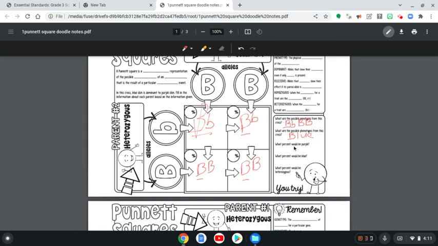Okay. What percentage would be purple? Again, that's going to be 0. What percent would be blue? That will be 100%. What percent would be heterozygous? All right, if we think about it, heterozygous again means a dominant and a recessive. So we have 1, 2. So that's going to be 50%.